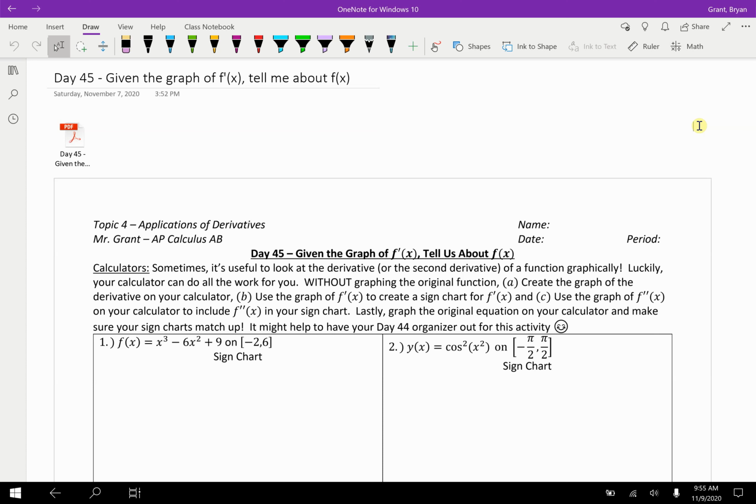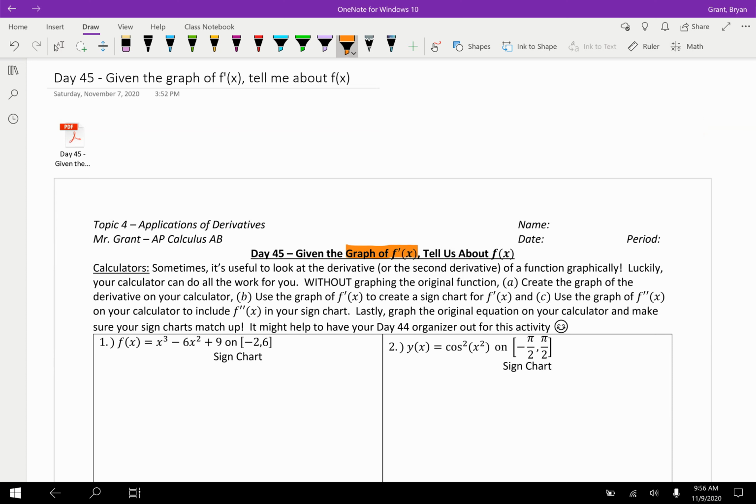Hello, and welcome back to Topic 4, Applications of Derivatives in AP Calculus AB. Today we are getting our first look at the most common free response style question in the history of the AP Calculus exam. This question type has appeared on every single AP exam since 1969. It's a long time. The general idea is they will give you the graph of f prime of x.